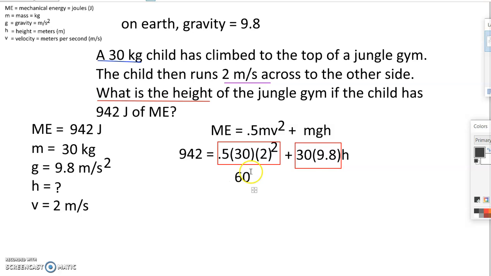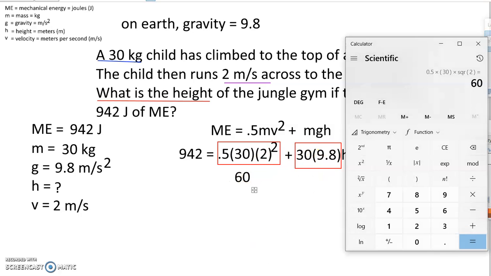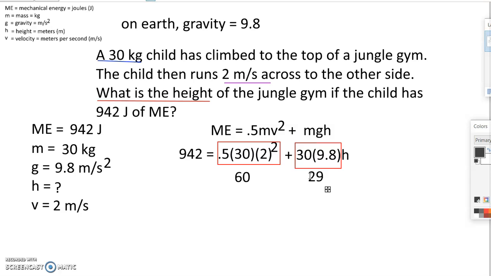60. Now let's multiply the 30 and the 9.8. 30 times 9.8, and that gives me 294. So I'm going to write that underneath, 294. Now I need to rewrite the rest of my equation, whatever's left after multiplying, so I don't forget it's there. That means this H needs to come down. This plus sign needs to come down because I'm adding these two together. And then the 942 equals needs to come down.